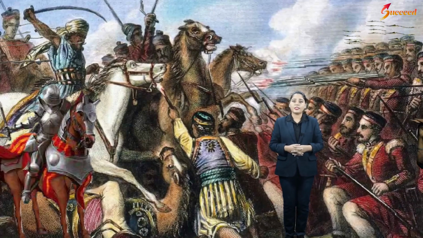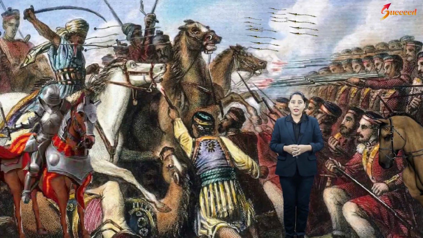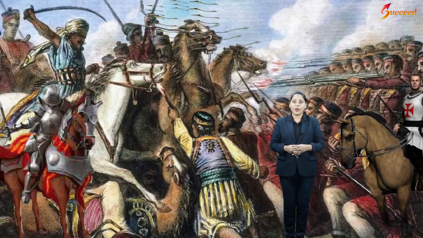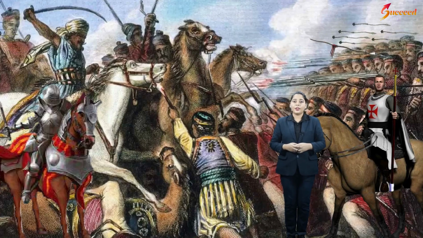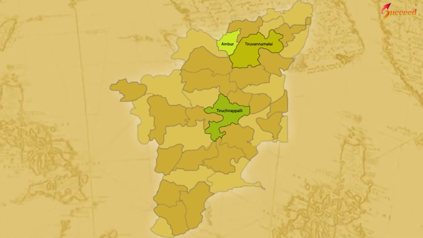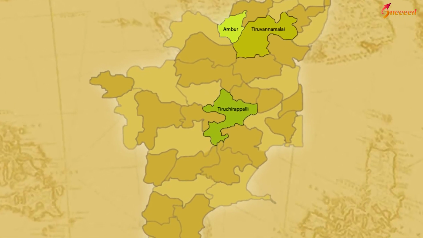Meanwhile, political disturbance emerged in Arcot. Hyder Ali and the Nizam of Hyderabad attacked Arcot in 1767, but the king had an alliance with Britishers. The battle took place in Tiruchanappalli, Tiruvannamalai, Ambur, and other places. The British military captured a few places. Hyder Ali suffered a few setbacks. He took this as a challenge and continued the war.